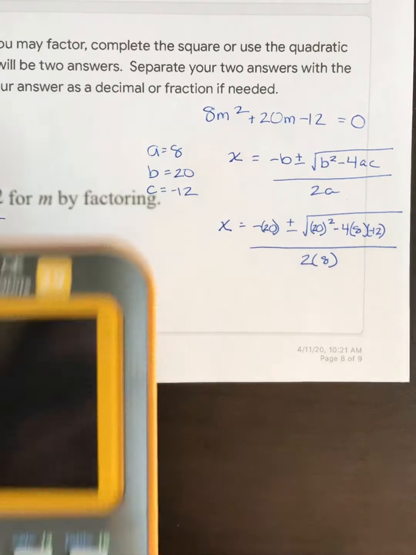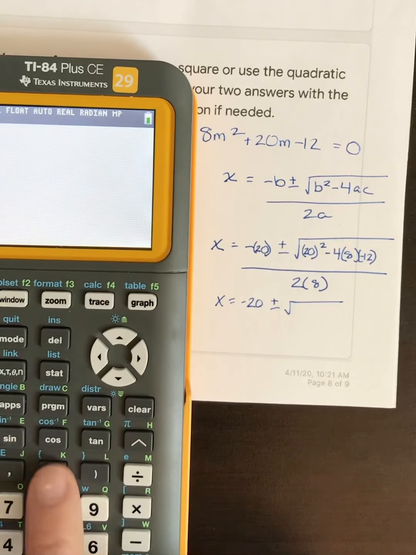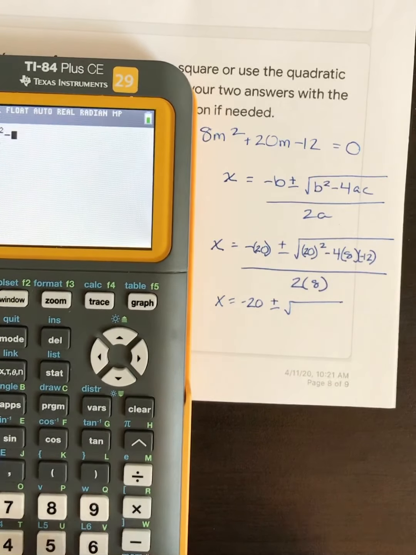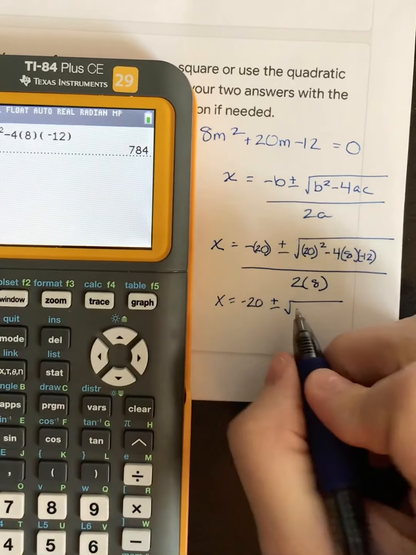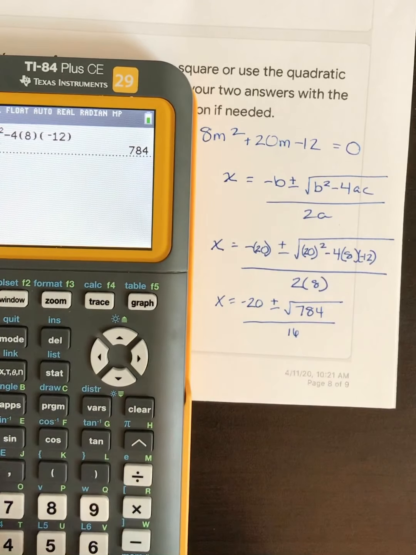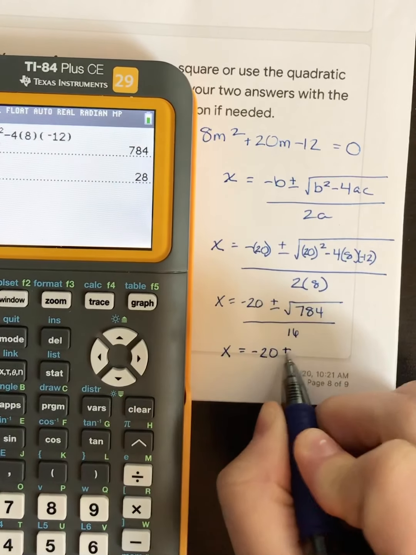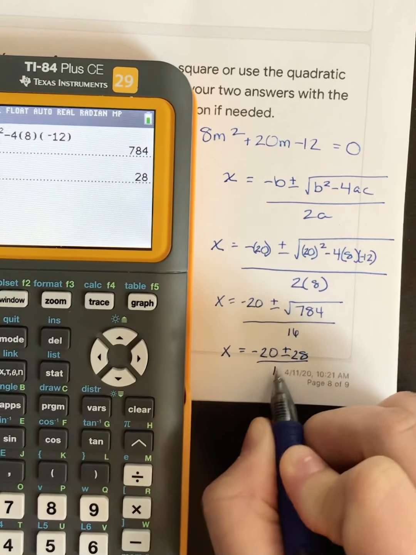So I have x equals negative 20 plus and minus the square root of, you can do this on Desmos.com or you can do the inside of the square root on a regular calculator. So I have 20 squared minus 4 times 8 times negative 12, which is 784, all over 2 times 8, which is 16. The square root of 784 is 28. So I have x equals negative 20 plus and minus 28 over 16.